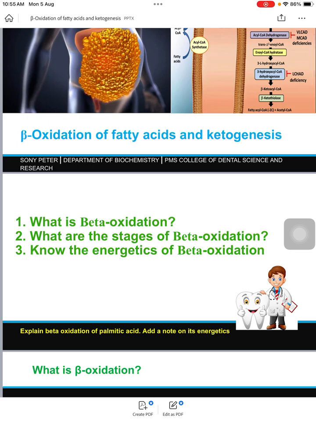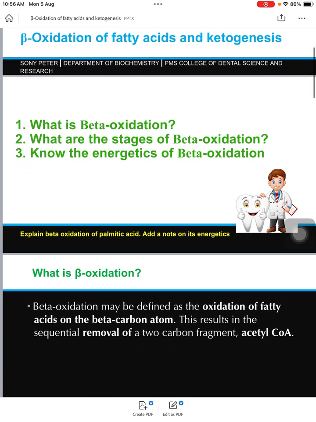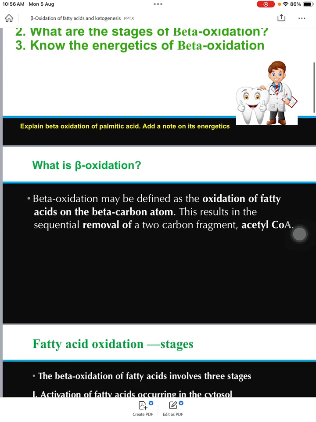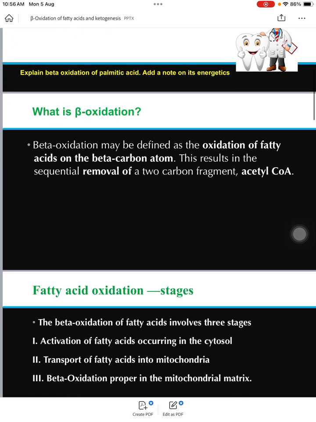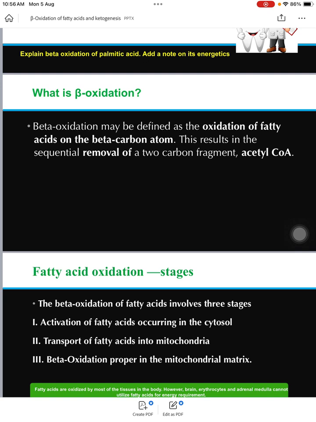Many times the question, explain beta oxidation of palmitic acid and add a note on its energetics, has been asked in the university examination. So what is beta oxidation? Beta oxidation may be defined as the oxidation of fatty acids on the beta carbon. And this results in the sequential removal of two carbon fragment acetyl-CoA.